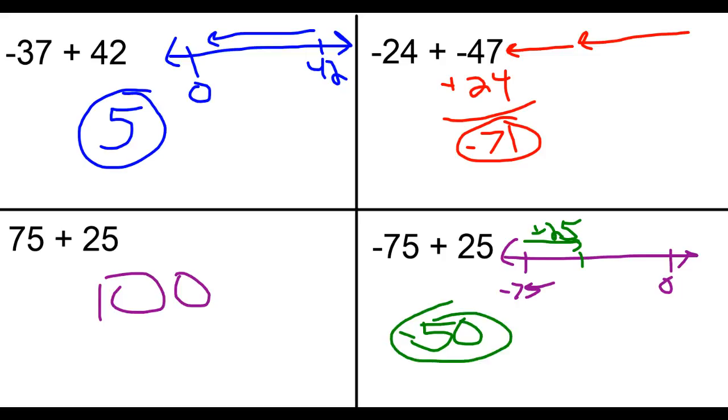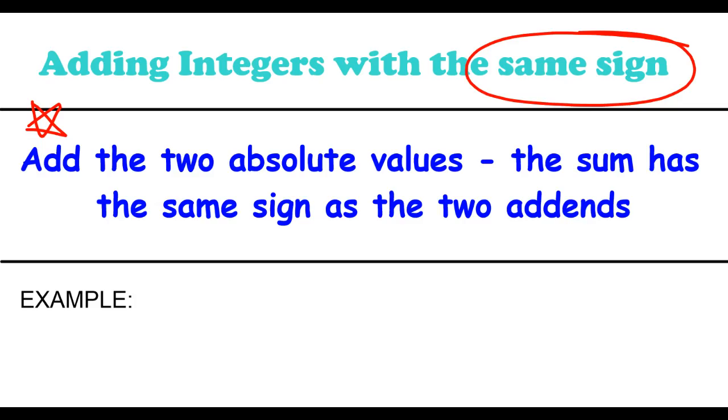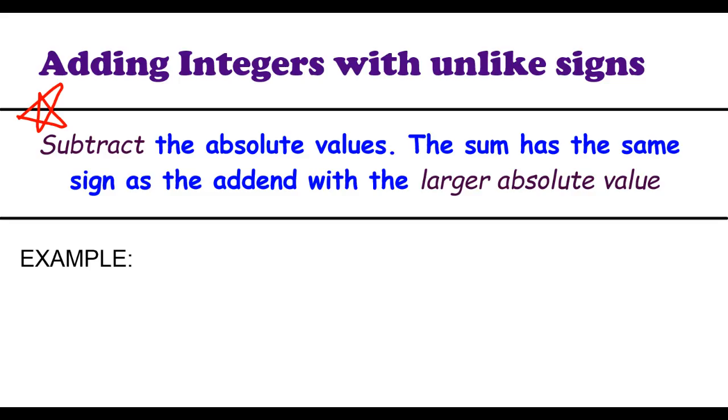So as a quick review, when you add numbers with the same sign, you add their absolute values because we're getting farther and farther from 0. When you add numbers with mixed signs or unlike signs, you subtract their absolute values because instead of getting farther from 0, we're actually moving closer to 0 when we start at the larger absolute value and then add the smaller.